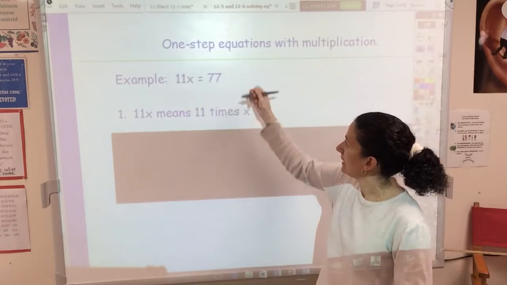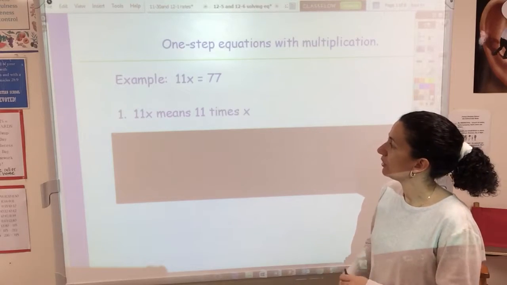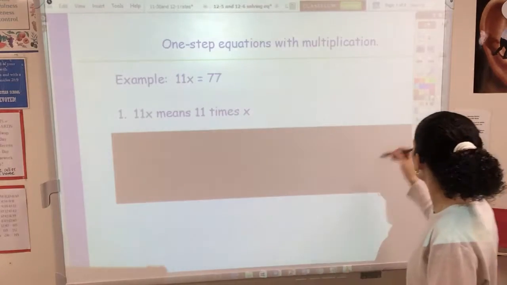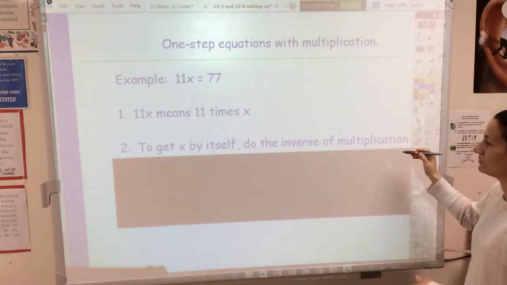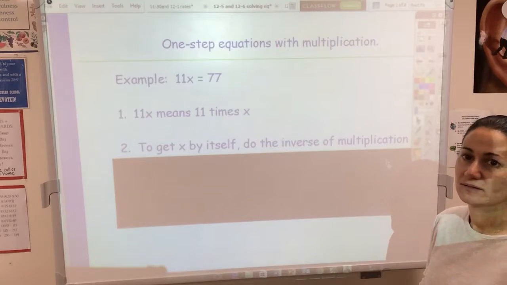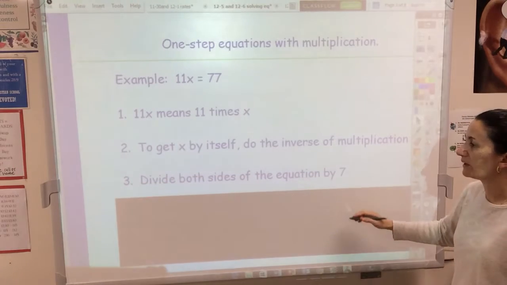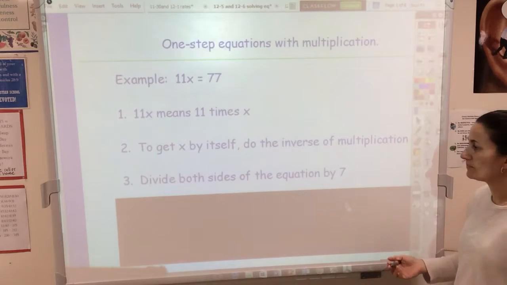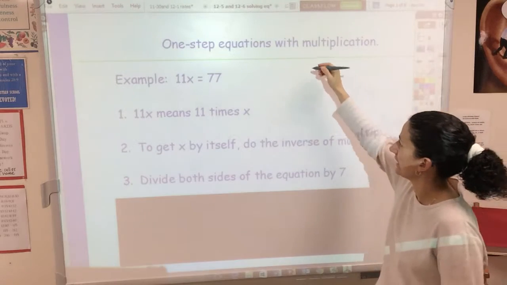Here we see a multiplication example. 11x, first of all, make sure you know, means 11 times x when the number is in front of the variable. We're still going to try to do the opposite. So the opposite of multiplication is division. The opposite of division is multiplication. And we're still going to do the same thing to both sides. So let's take a look at what this actually looks like.